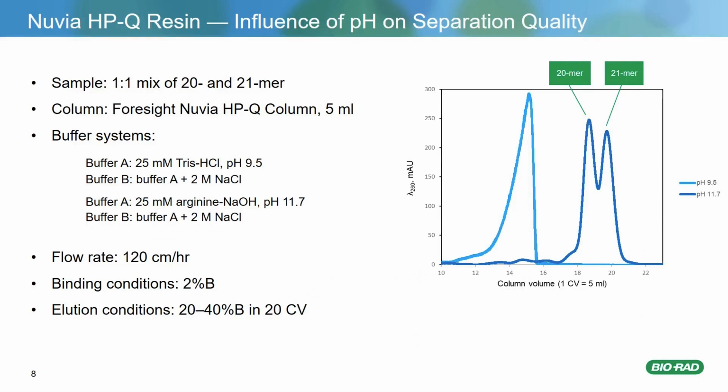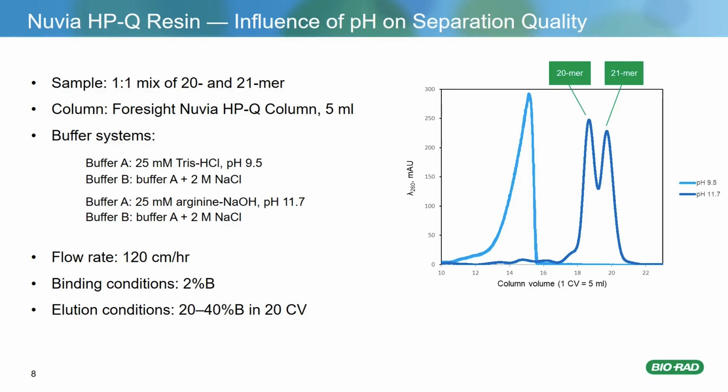Next, I'm going to discuss the influence of the pH on the separation quality. So here we have a sample. It's a 1-to-1 mixture of the 20 and 21-mer run over a Nuvia HP-Q column, a 5 ml column. So we have two different buffering systems. The first one is a Tris pH 9.5 eluted with 2 molar salt at the same pH. And then the second system is a 25 millimolar arginine NaOH at pH 11.7, and buffer B is the same with 2 molar salt. In both cases, the flow rate is 120 centimeters an hour. It's bound at 2% B, and then the elution conditions are 20 to 40% B in 20 CVs.